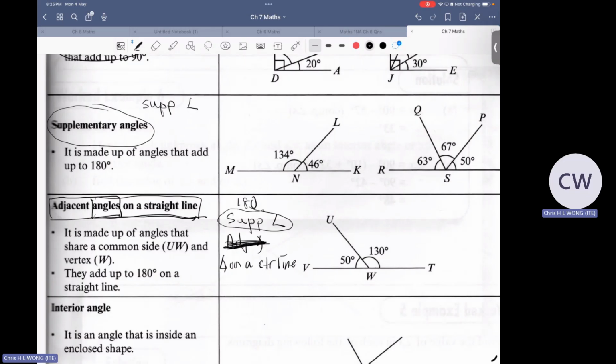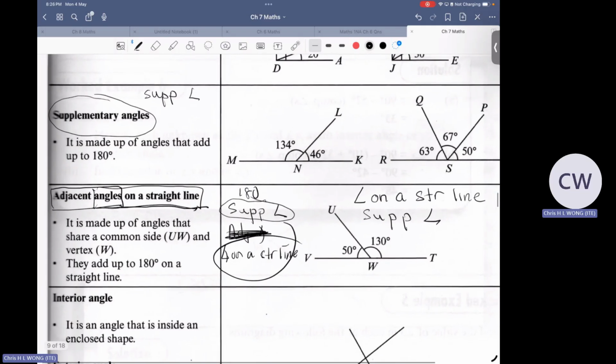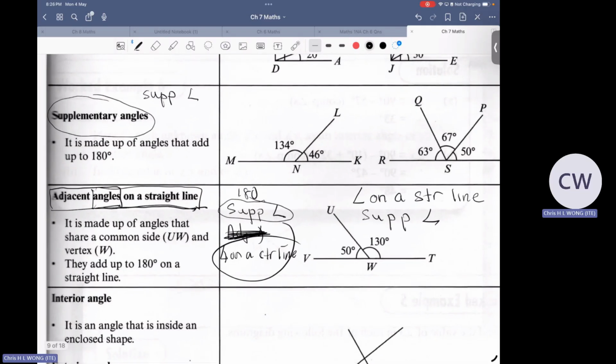So use either angle on a straight line, but you can see I use short form. Angle on a straight line. I don't even spell out straight. No need to spell out. Supplementary angle, either one, you choose. But use supplementary angle. All good?